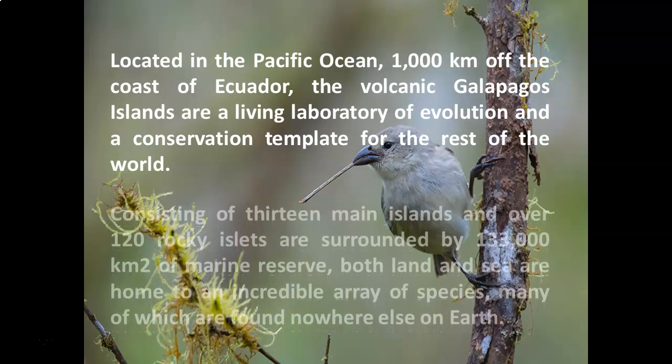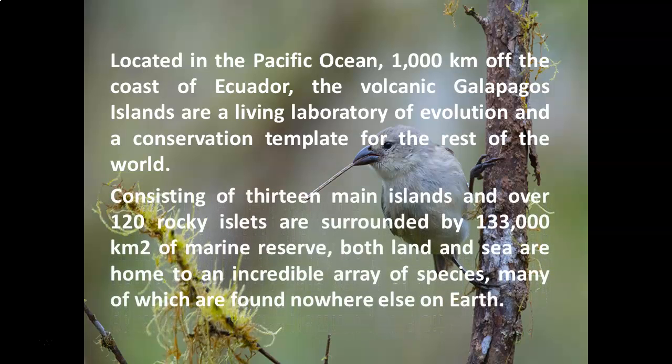Consisting of 13 main islands and over 120 rocky islets, they are surrounded by 133,000 km square of marine reserve. Both land and sea are home to an incredible array of species, many of which are found nowhere else on Earth.